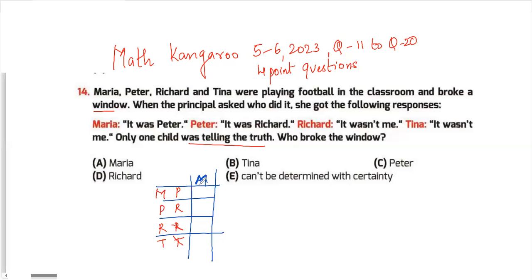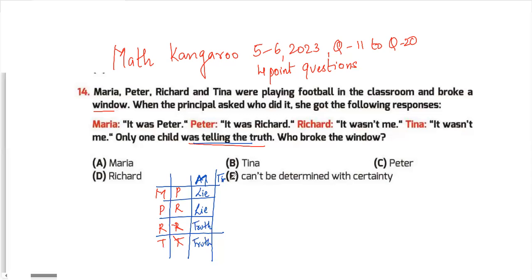So if Maria broke the window, then Maria is saying that Peter broke it, so Maria is lying. And Peter is saying that Richard broke the window, so Peter is also lying. And here Richard is saying that it wasn't me, so he's saying the truth. And Tina was saying that she didn't do it, so she was also saying the truth. So here two people are lying and two people are saying the truth. But the question is saying only one child was saying the truth. So let's check the other people.